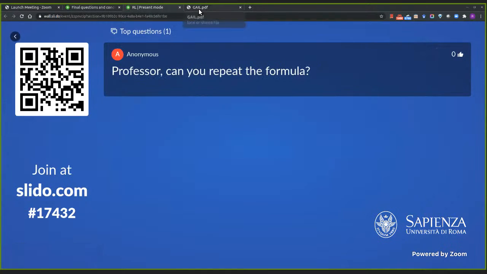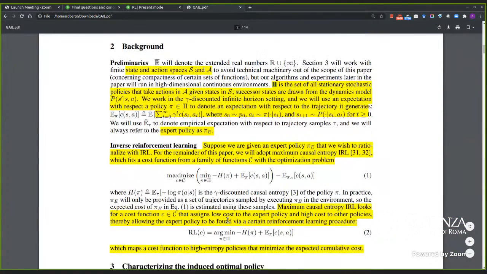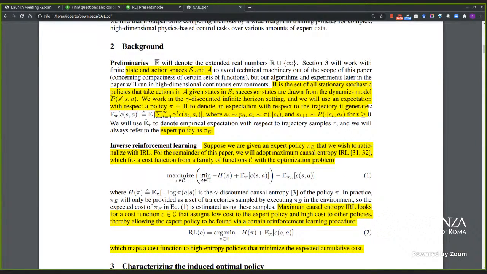Okay, can you repeat the formula? Sure. So here there is nothing new, right? This is the sort of standard solution that we're trying to find. We have a cost function or a reward function. If we have a cost function, we try to minimize it, right? Or if this was the reward function, we would have had a maximum over here. But we have a cost function.